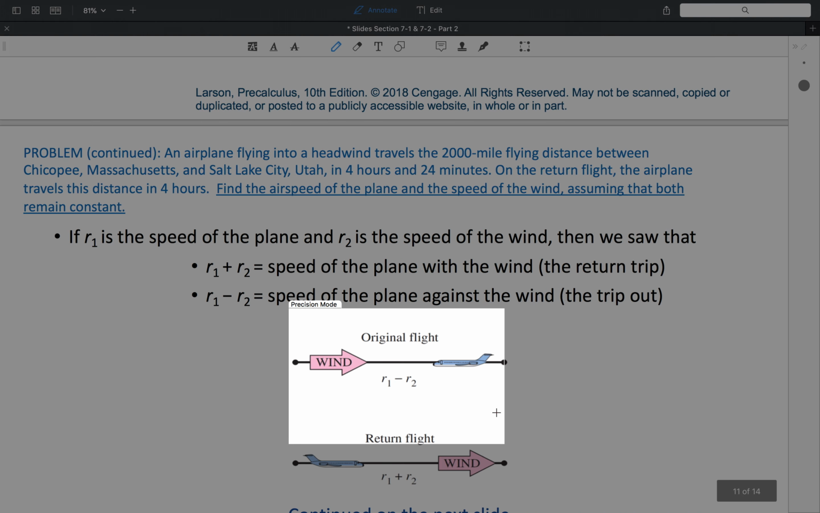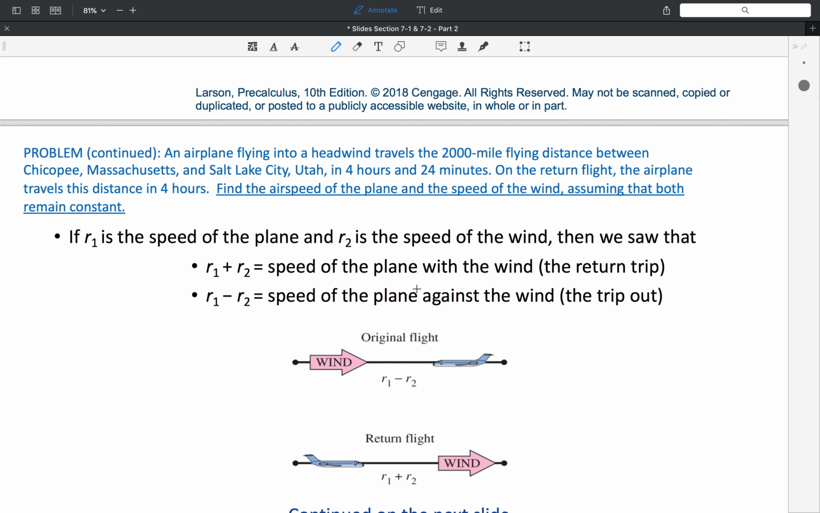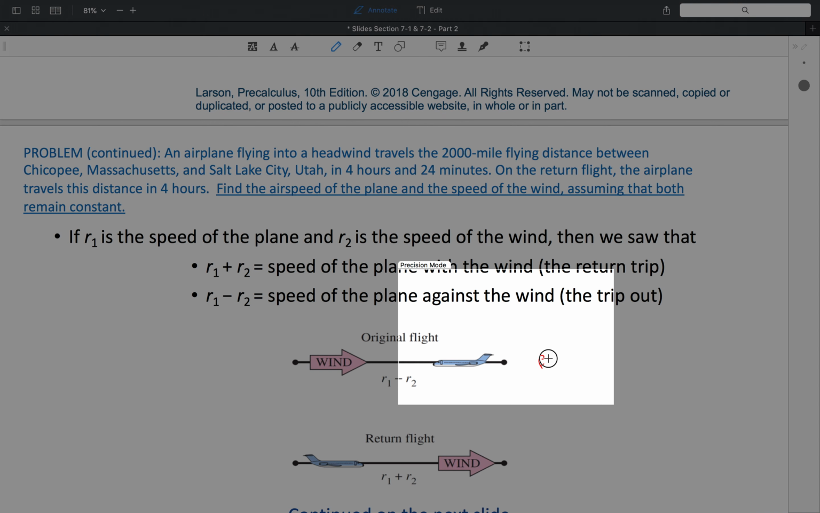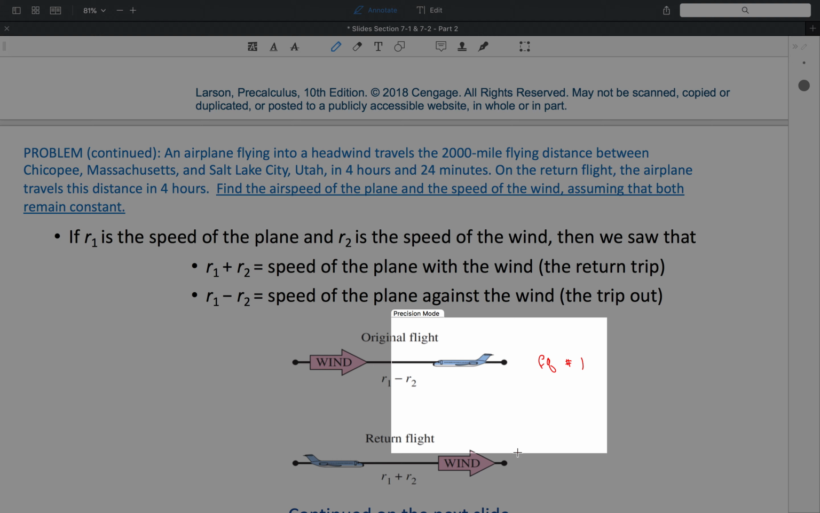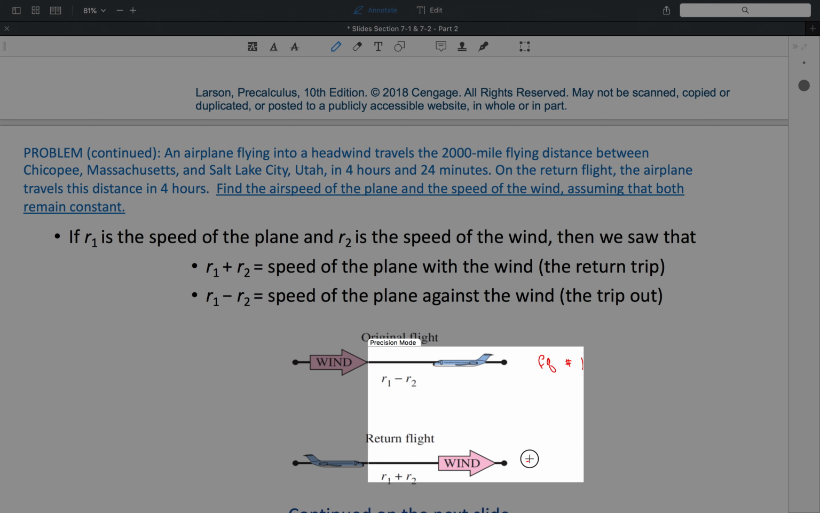So we'll go to the next slide, and this next slide just has a picture of it right here. This is sort of repeating the same thing. Speed of the plane with the wind, you add; against, you subtract. So here you see why you subtract in the original flight, and here the return flight. By the way, this is going to be one equation. This is going to be equation number 1, I believe. And down here, this is going to be equation number 2. Okay. So again, the flights are each equation, and then the variables are the speeds. Okay, so we'll go to the next one.